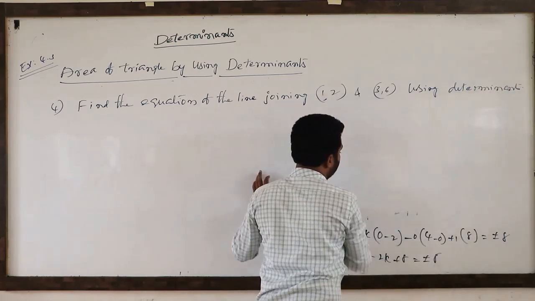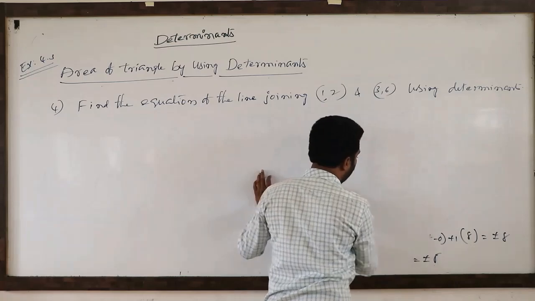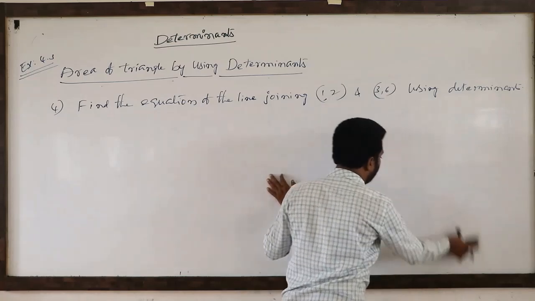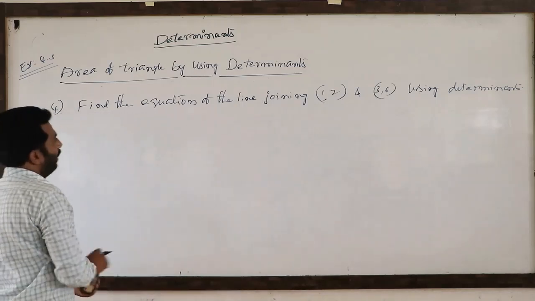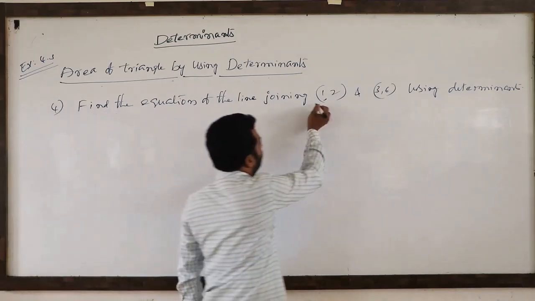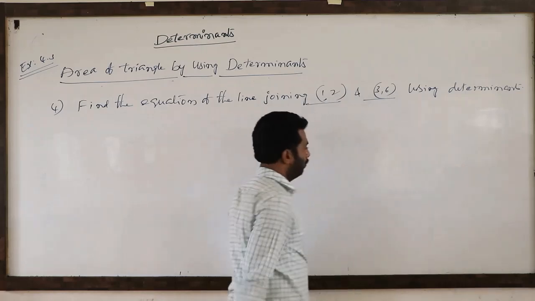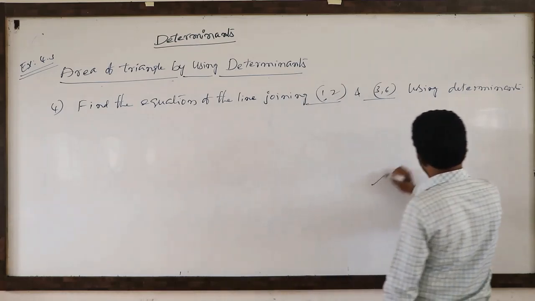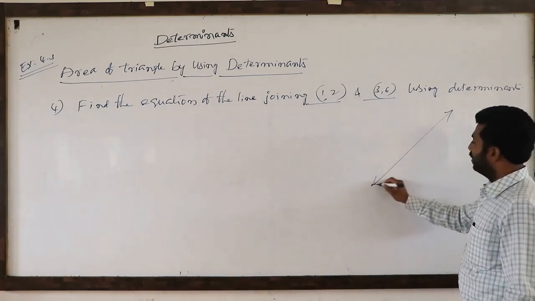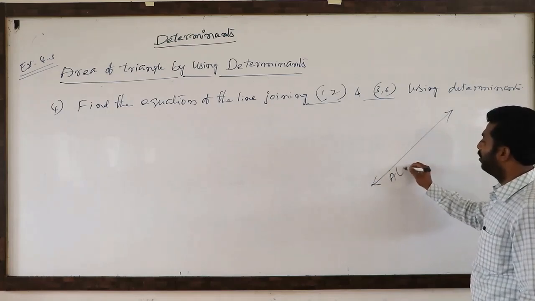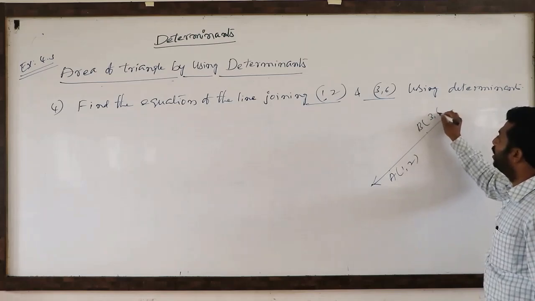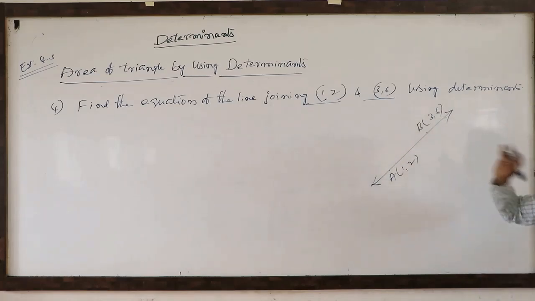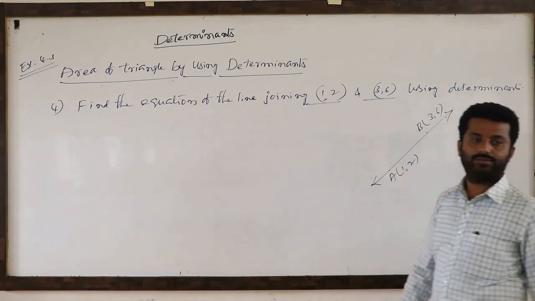So this is most important. Sometimes 2 marks or 3 marks in theory they will ask a question: what is the equation of the line joining the 2 points? This is A, this is B, we will assume. See here, suppose this is a line. This is the point A, 1 comma 2. This is the point B, 3 comma 6. This line equation we have to calculate.